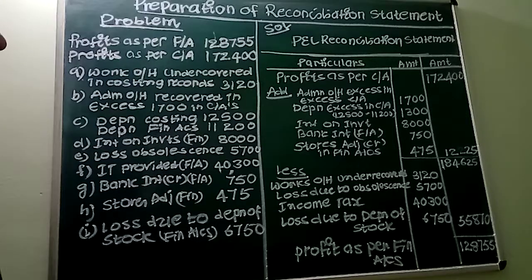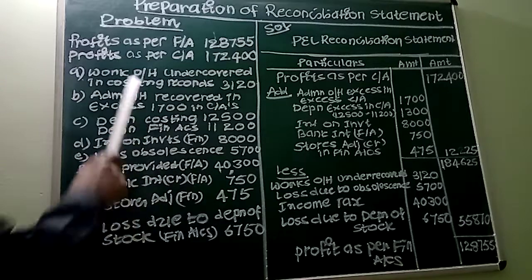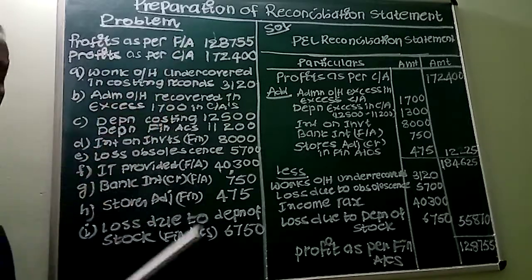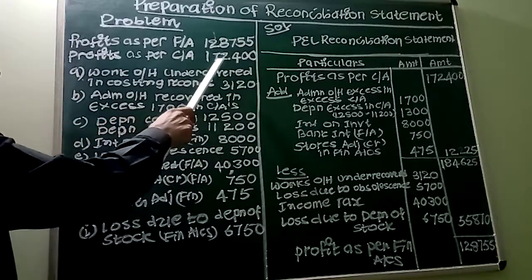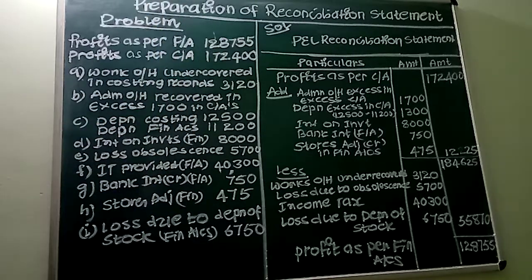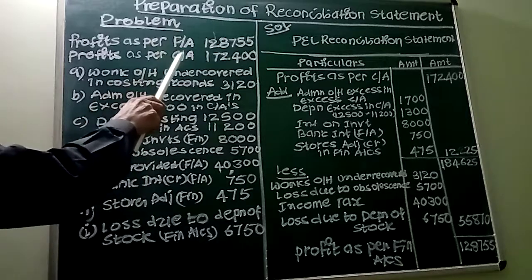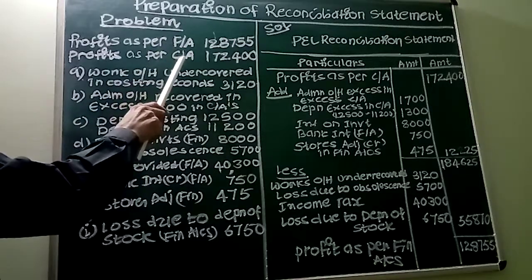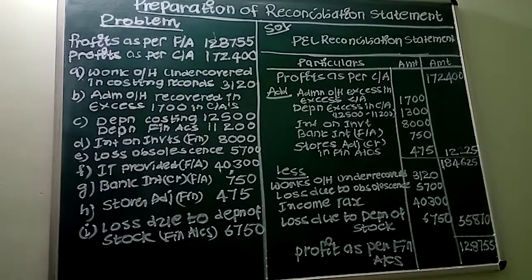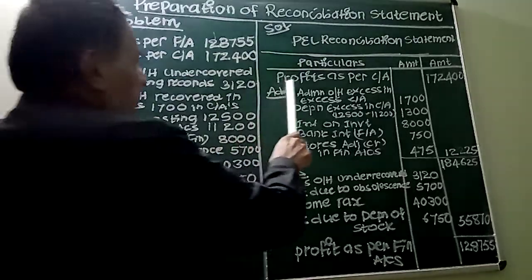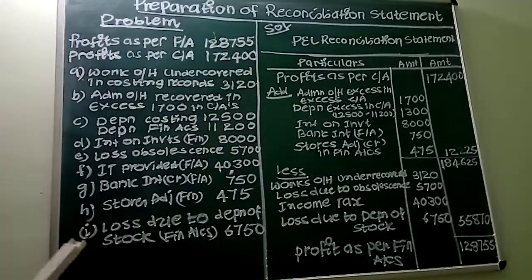See, in reconciliation problems, profits as per financial accounts will also be given. The profits as per cost accounts will also be given. See, we have to take the basis. Either you can take the profits as per financial accounts or you can take profits as per cost accounts. In this problem, I have taken the profits as per cost accounts as the basis.